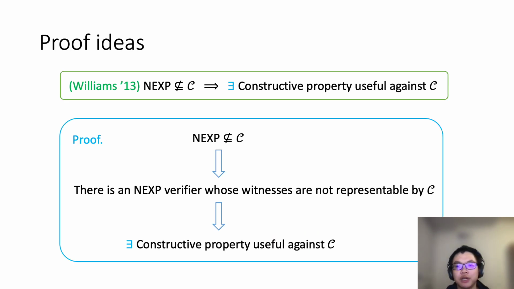Okay, for the rest of the talk, I will give you some intuition of how the equivalence is proved. Let's first start from Williams' result in 2013. Nx is not contained in C implies the existence of a constructive property useful against C. The proof goes in two steps. First, Williams proved that Nx lower bounds implies some sense of Winnie's lower bounds that I will explain shortly. Then Williams showed a constructive property from this Winnie's lower bound.